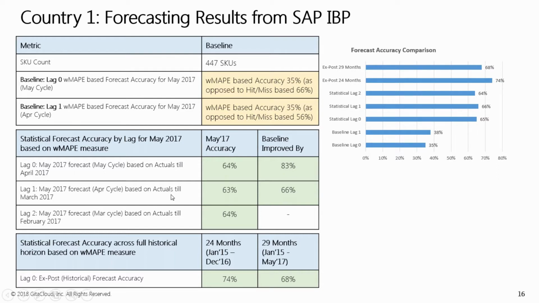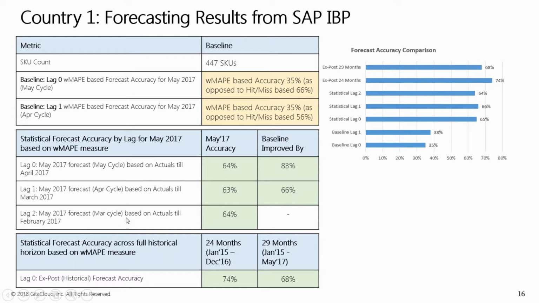So May is, I think, just 2 months away. Using Winters method, the forecast accuracy numbers using WMAP were 63%. So again, we are talking about 63% compared to 35%, an improvement of 66% in the way Dabur was forecasting.